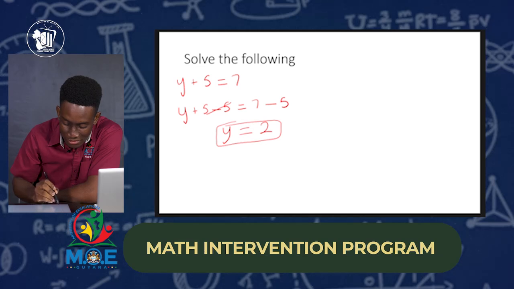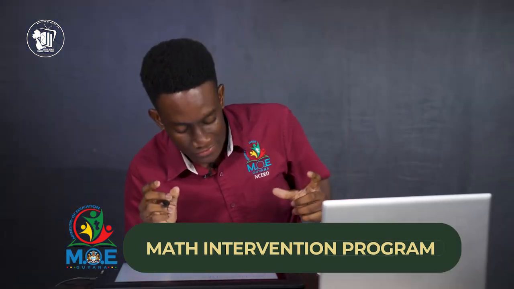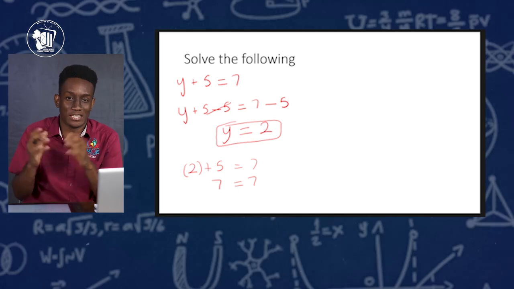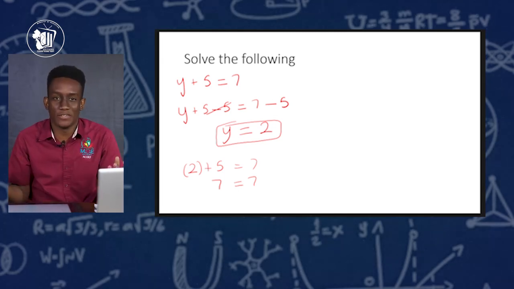So instead of y plus 5, we'll have 2 plus 5, and that should be equal to 7. 2 plus 5 is indeed 7. So 7 is equal to 7. So that equation is balanced. One side is equal to the other side. And that is how you solve an equation.